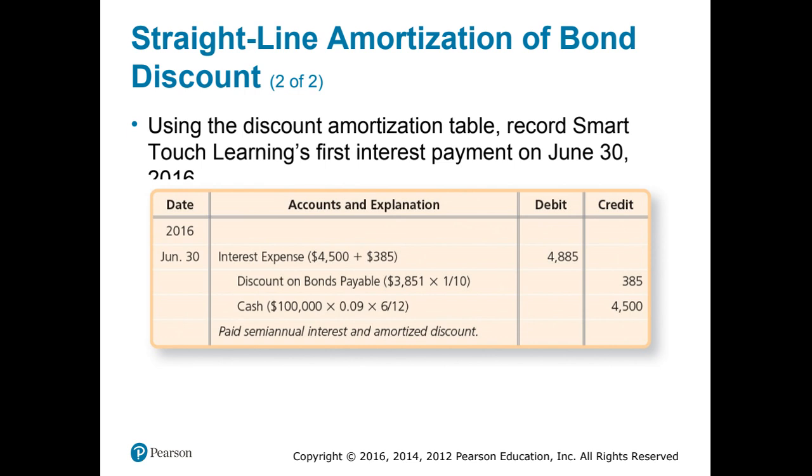We're going to credit our discount on bonds payable for $385. They're showing us here that we found our discount on bonds payable by taking the $3,851 and multiplying that by 1/10. And then for cash, we are going to credit $4,500. And they show us here that we calculated that by taking the 100,000 times 9% times 6/12 for semi-annual. And our note is that we paid semi-annual interest and amortized discount. So they're showing us our formulas in all of these lines here as well.